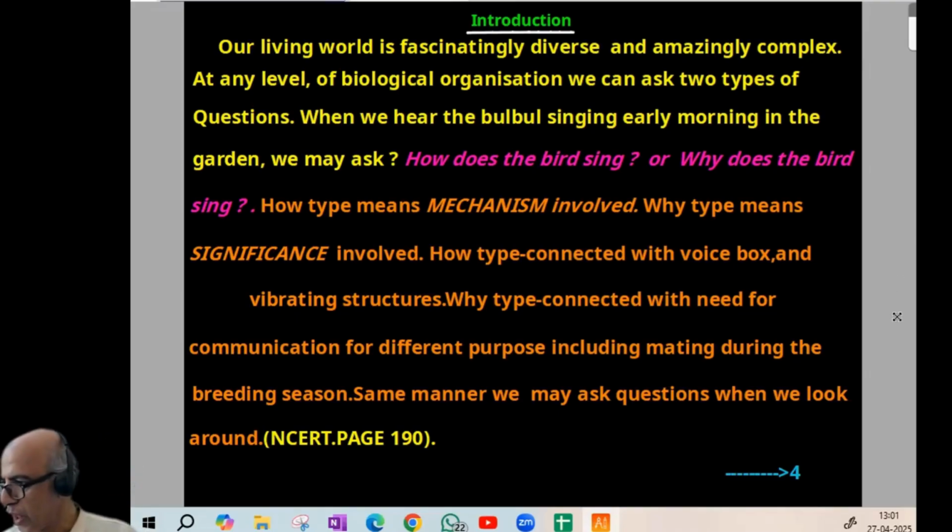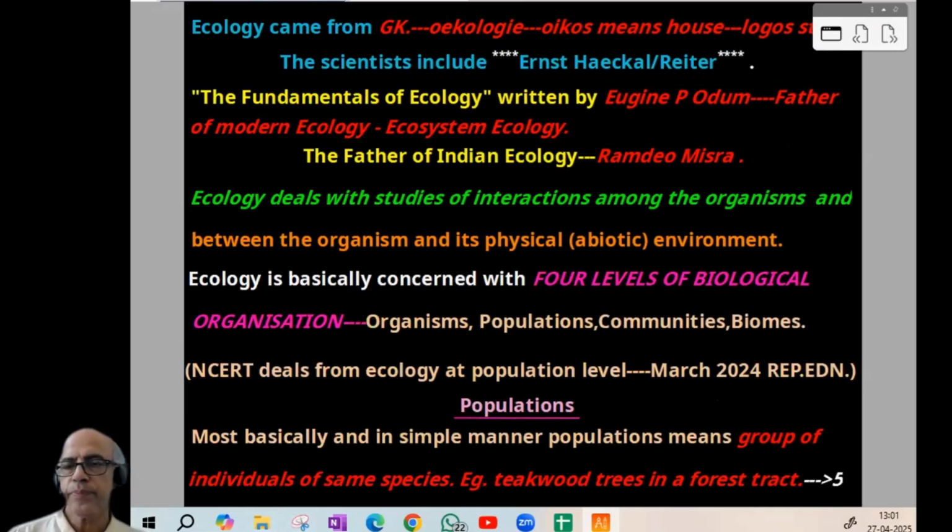We can proceed to more detail of ecology. See, the term ecology basically came from the Greek word oikology. Oikos means house, logos means study. Concerned with the term ecology, there are 2 scientists who are very close in the sense year-wise: Ernest Haeckel and Reiter. Some say Haeckel gave the term, some say Reiter. So 2 scientists, Ernest Haeckel and Reiter. Earlier, I think it is Haeckel.